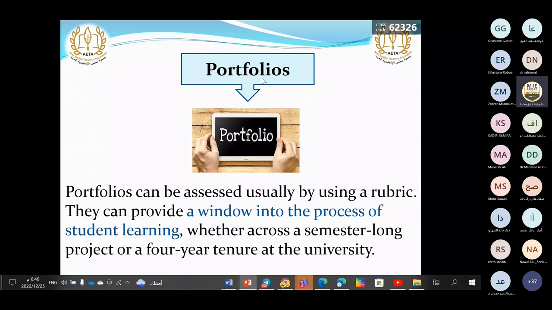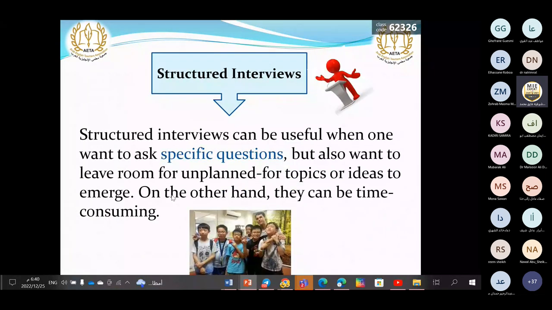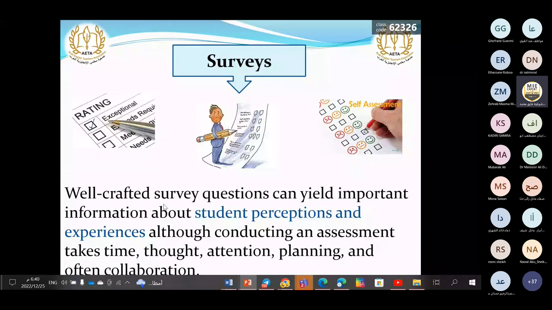The portfolio is another kind of assessment tool. It is very well known, and you can put a rubric, as we said. They can provide a window into the process of a student learner in order to put the suitable plan for their assessment, whether across a semester-long project or a 4-year tenure at the university. I am quick for the sake of time. Structured interviews are also another kind of assessment. Surveys also give us information about the student perceptions and experiences. It is very important.